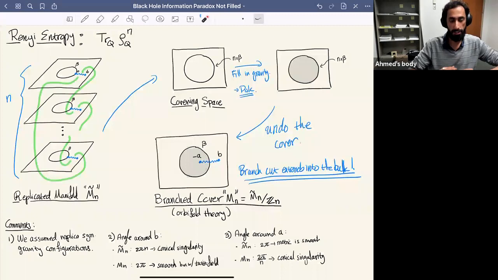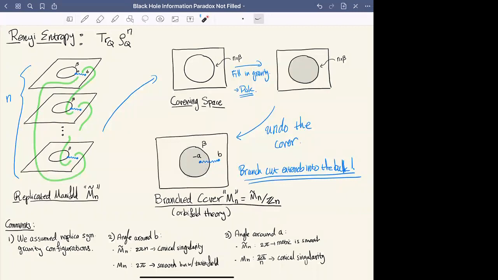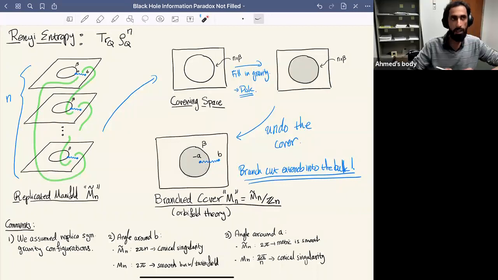Yeah, this point that you're mentioning is a question of interpretation, and I guess, okay, two comments.